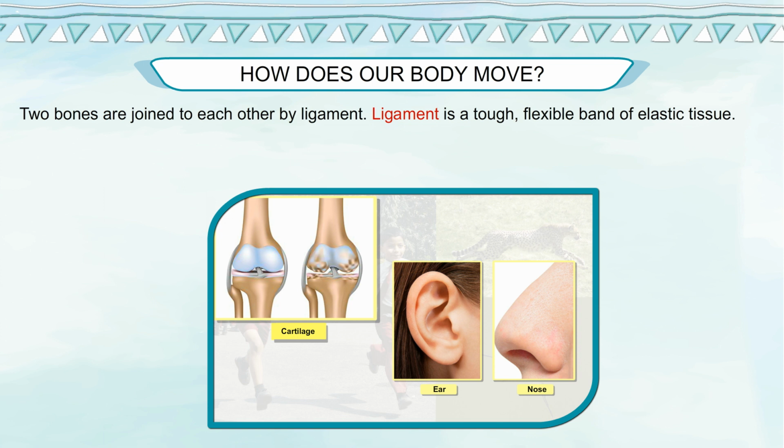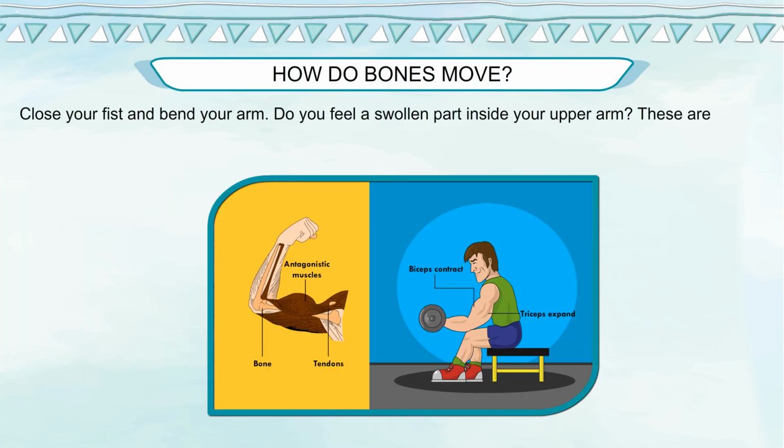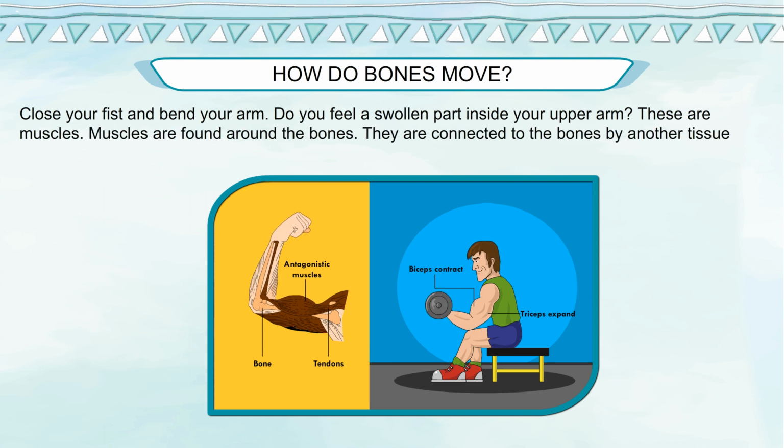2 bones are joined to each other by ligament. Ligament is a tough, flexible band of elastic tissue. How do bones move? Close your fist and bend your arm. Do you feel a swollen part inside your upper arm? These are muscles. Muscles are found around the bones. They are connected to the bones by another tissue called tendons.